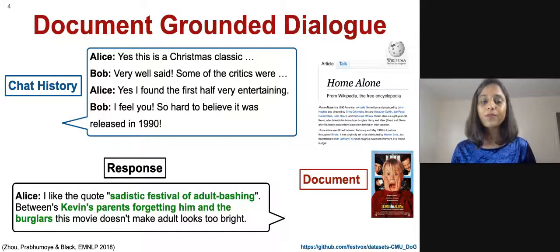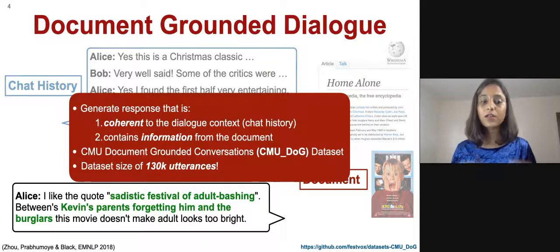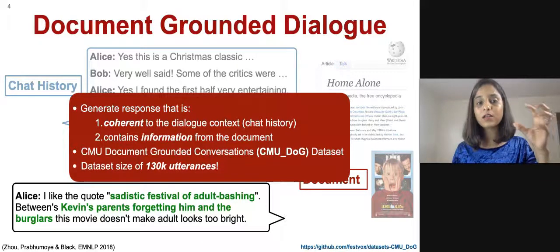respond to Bob. And so the task is to generate a response that coherently fits the dialogue context and contains information from the document. The example that I presented on this slide is from the CMU Document Grounded Conversations dataset, or the CMU DoG dataset. It is a dataset of human-human conversations collected over Amazon Mechanical Turk, and the size of this dataset is 130,000 instances.